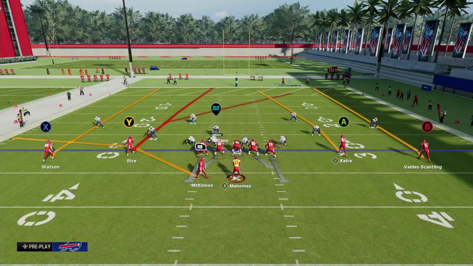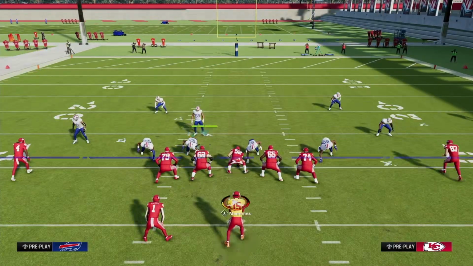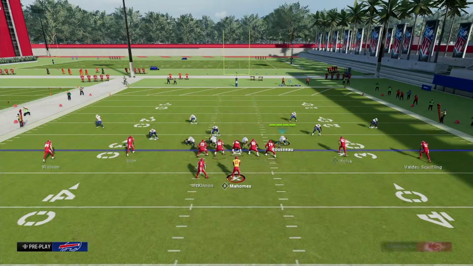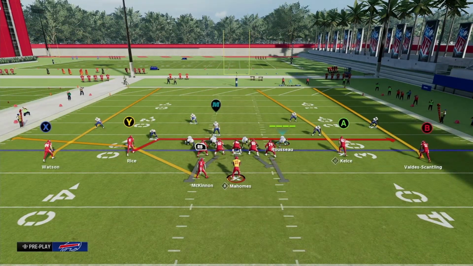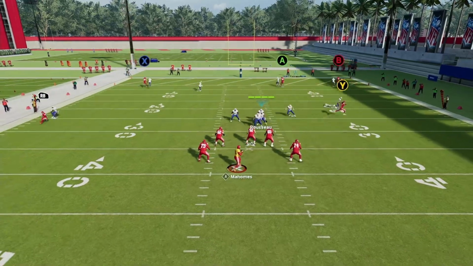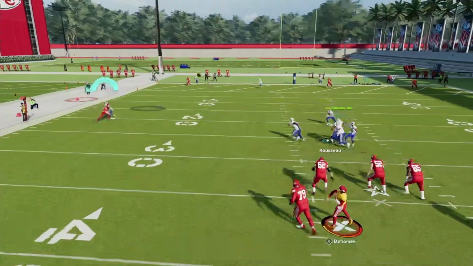But if we were to do something like this, I'm going to spy everyone. If we were to do something like this, send McKinnon out to the flat, and then send Rasheed Rice underneath, we'll watch how Milano takes Rice, and then McKinnon will be taken by that apex defender in Jordan Poyer, because that's the new number two. So let's watch, and boom, just like we expected. Throw that away.